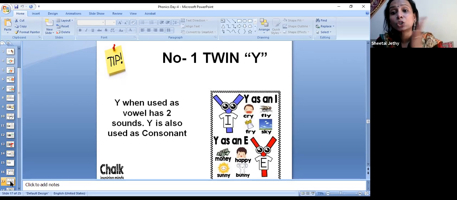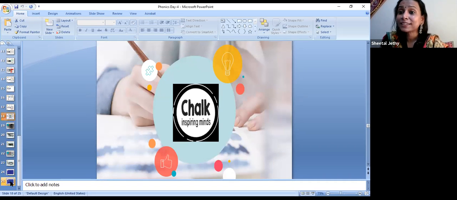But Y, when it is used at the end, like in cry, it replaces the I. Fly, again, it replaces the I. Money, it replaces E. Happy, it replaces E. So Y is used as both a vowel and a consonant, but when Y is used as a vowel, it can replace an E and it can also replace an I. Okay. So these were the top tips for phonics awareness.